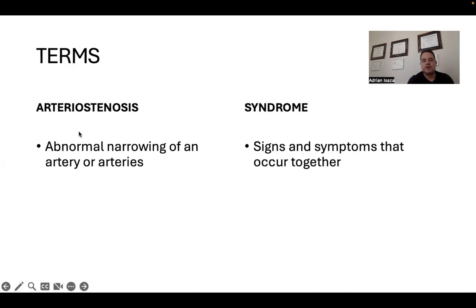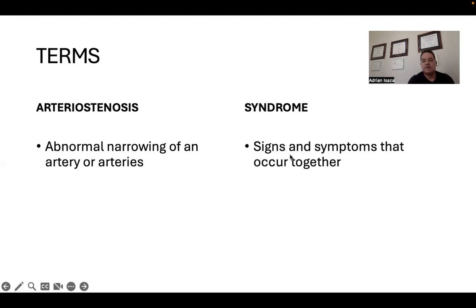Then we have the word arteriostenosis. Arteria means artery, and stenosis is the narrowing. So arteriostenosis, therefore, would be the narrowing of the artery, right?